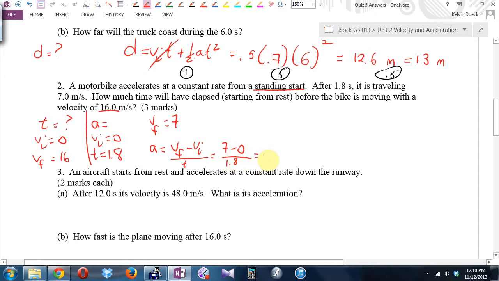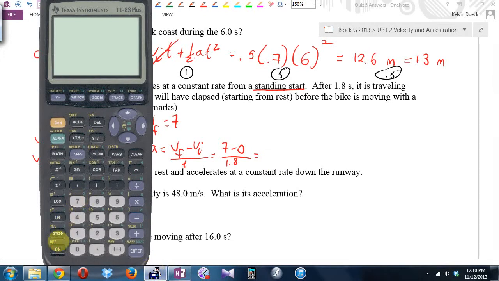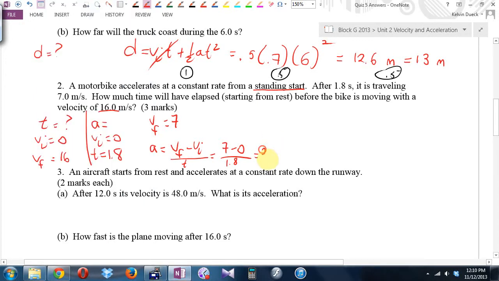My acceleration is 3.89. Darian, is that my final answer? No. So I don't care about sig figs, whatever you wrote for acceleration. In fact, I'm going to use the answer button on my calculator of 3.888888 repeating because I want to be accurate. But I would give you, if I was marking this, 1 mark if I saw the acceleration somewhere.